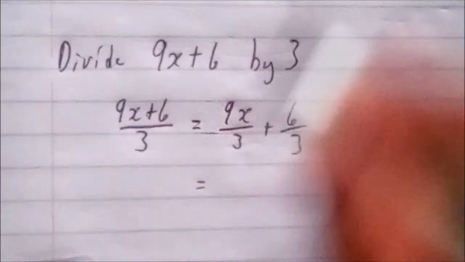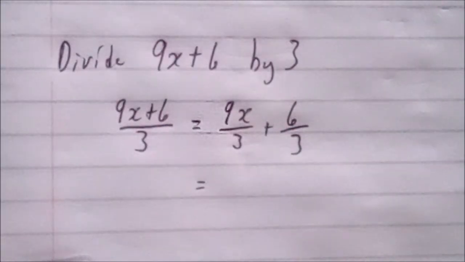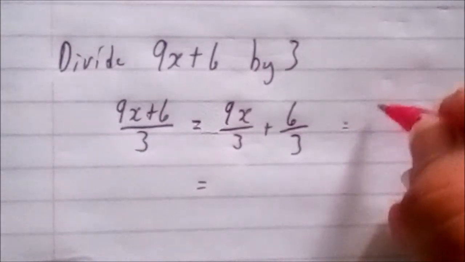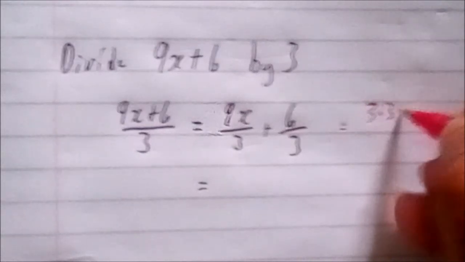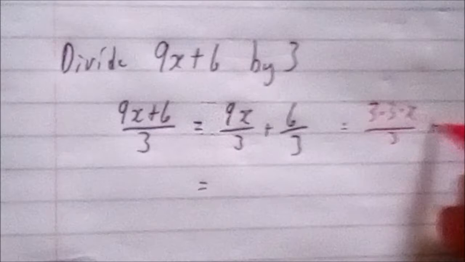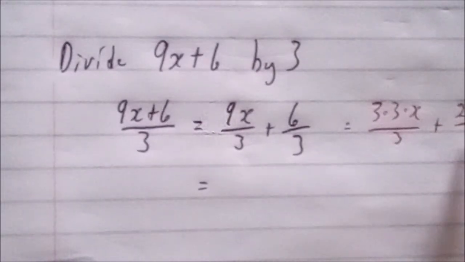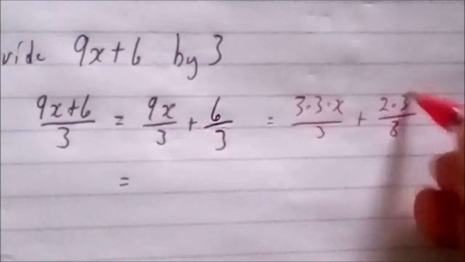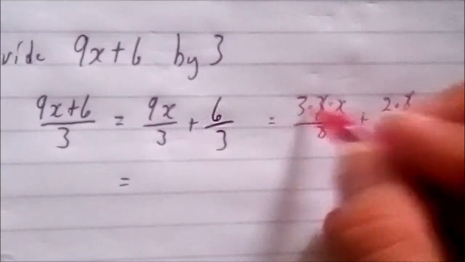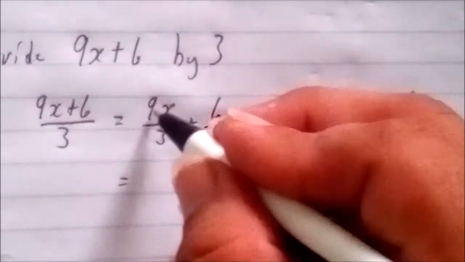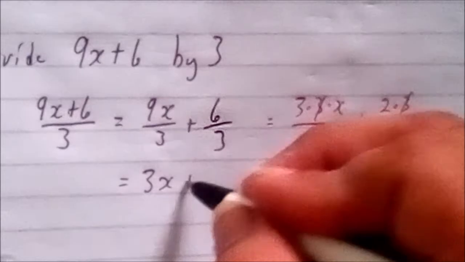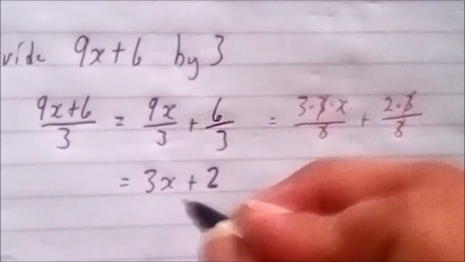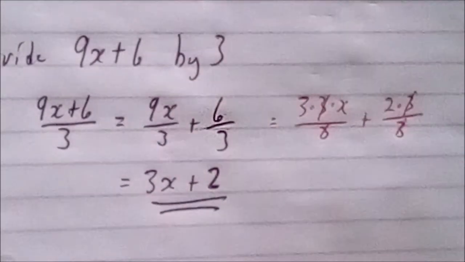Now remember, we just did simplification, so this could be written as 3 times 3 times x over 3 plus 2 times 3 over 3. These 3's cancel out, and so we end up with 3x. So 9x divided by 3 is 3x, plus 2, because 6 divided by 3 gives us 2, and that's our solution. So this is how we divide.